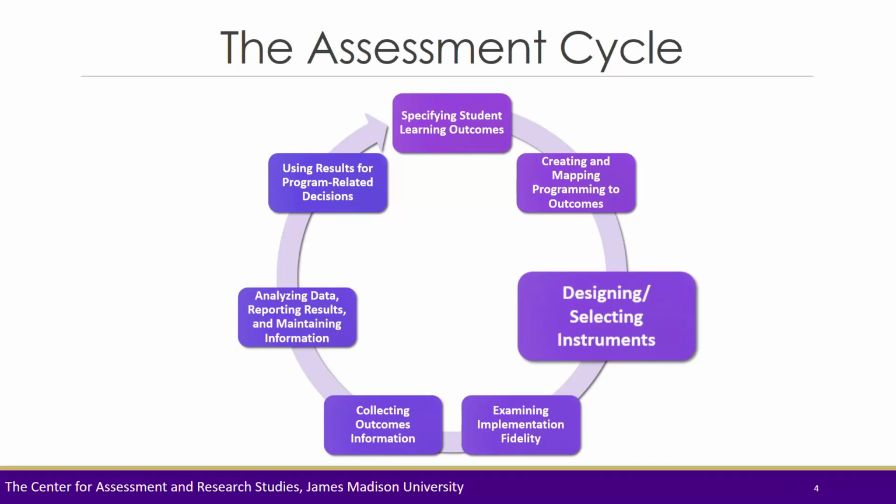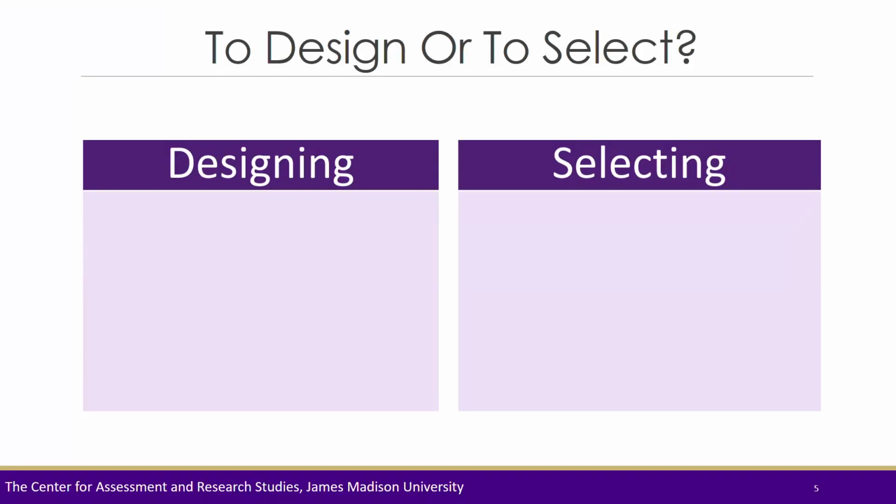Suppose you have already stated the desired SLOs and created a course or a program to achieve those SLOs. The next step is to decide how to measure the SLOs in order to assess the effectiveness of the programming. At this step, you have an important decision to make. Do you design a new measure or use an existing measure? There are several pros and cons for each choice.